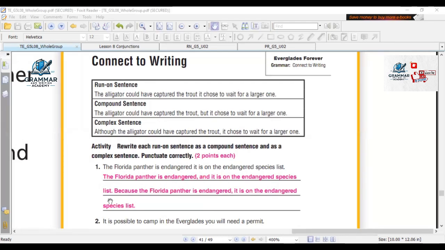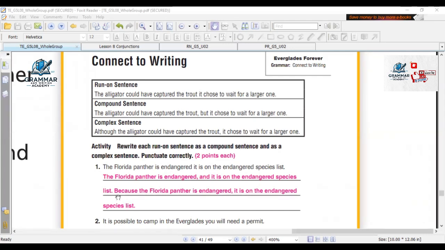Read, Omar, from the top, first. The Florida panther is endangered, and it is on the endangered species list. Here we use a comma and a coordinating conjunction. For this reason, we have a compound sentence.